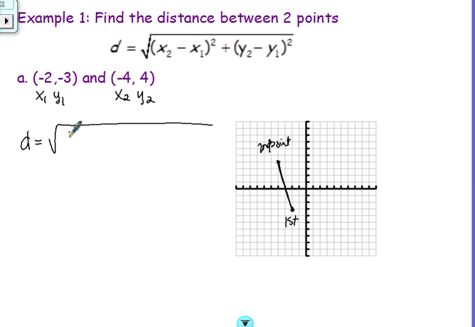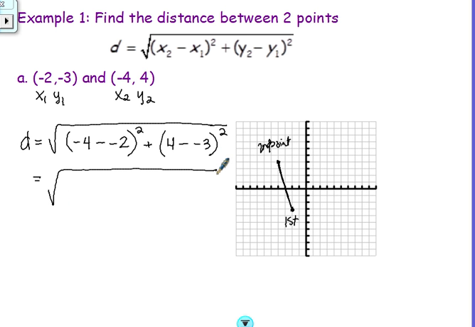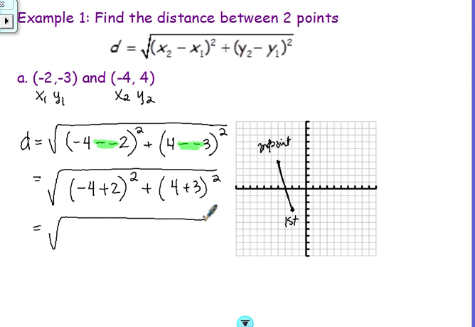We have the square root of x2, which is -4, minus x1, which is -2, squared, plus y2, 4, minus y1, -3, squared. So then, do not forget, 2 negatives here turn into a positive. So this parentheses becomes -4 plus 2 squared, and this parentheses becomes 4 plus 3 squared. -4 plus 2 is -2. 4 plus 3 is 7.